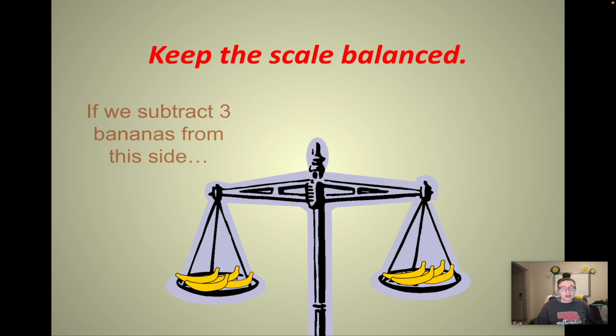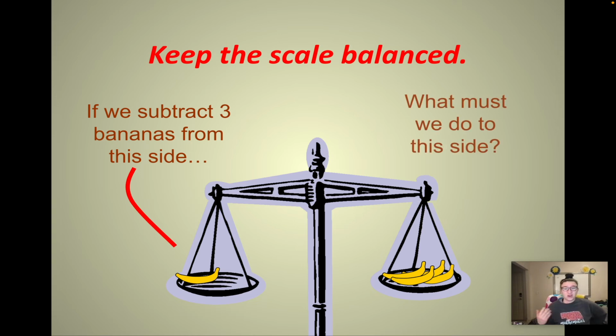Again, we want to keep the scale balanced. We've got 4 bananas, but now we're going to subtract 3 from one side. There they go. So what do I have to do to the other side to make sure it stays balanced? Right now it's tipping this way. This right side's heavier. What do we have to do to make sure it stays balanced? Subtract 3 on that side as well. That makes me want banana runs. Yum.